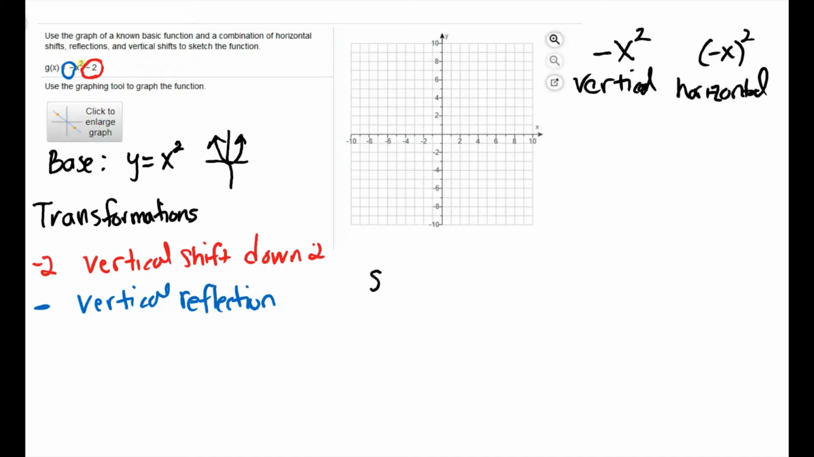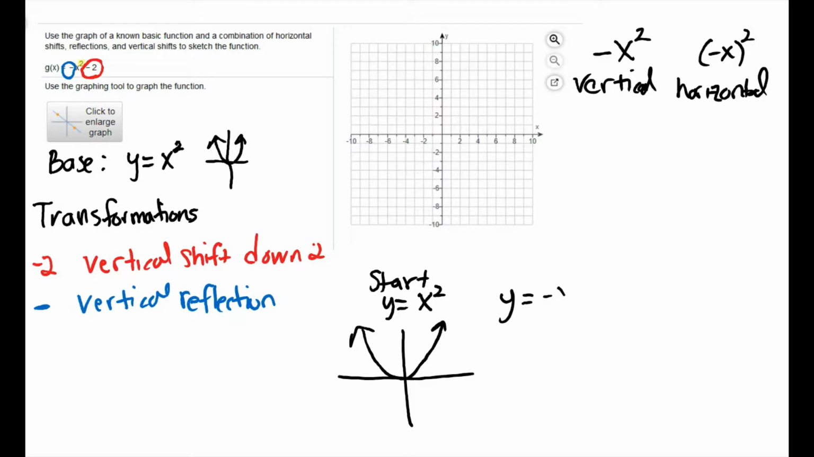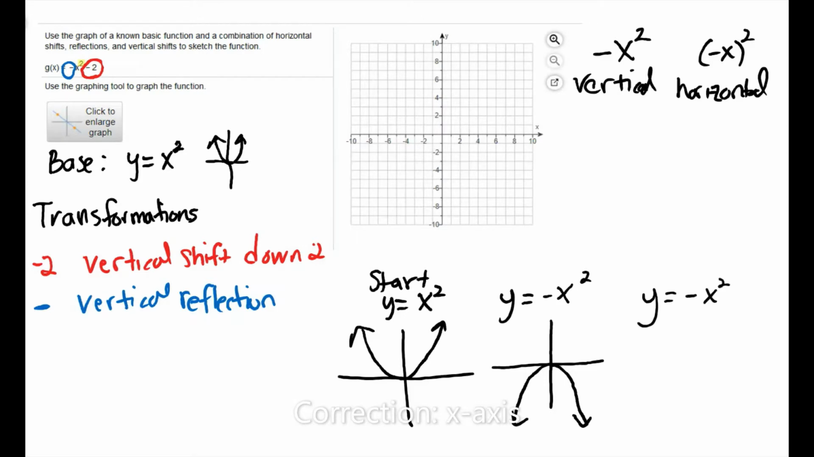So what we do is we start with y equals x squared. That's a graph that, just a quick sketch, looks like this. Then we are going to do the vertical reflection. If I were to throw in that negative, what that does is it gives you a mirror image going over the x-axis. And then if I throw in the last transformation, which is the minus 2, that is going to shift all the points down too. So instead of crossing at the origin, I'll cross at negative 2. So we get this picture here.